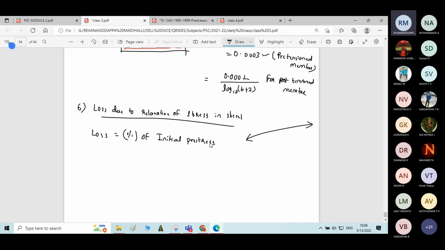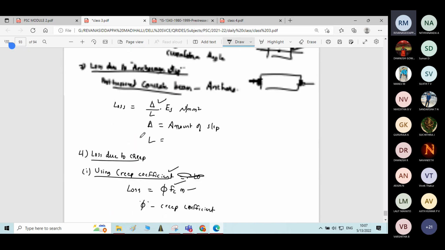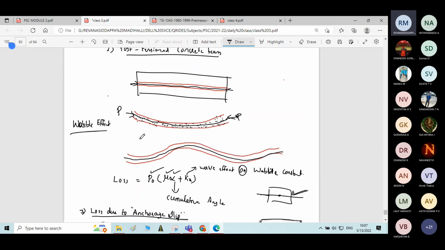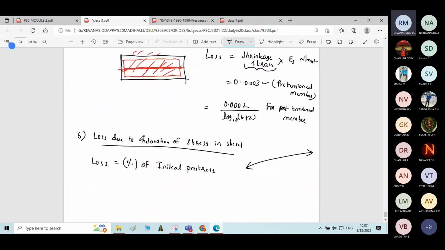The percentage of loss due to relaxation will be given in the problem. Initial pre-stress will also be given. Knowing the initial pre-stress and the percentage of loss due to relaxation, you can easily calculate the total loss due to relaxation of the stress in steel. So these are all the different types of losses that will take place in a pre-stressed concrete member.